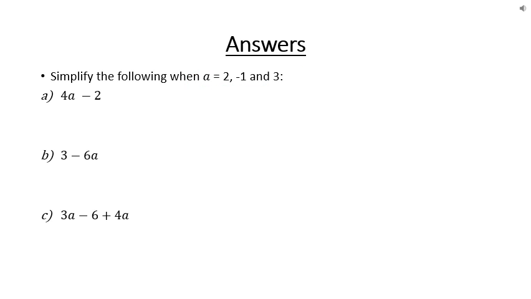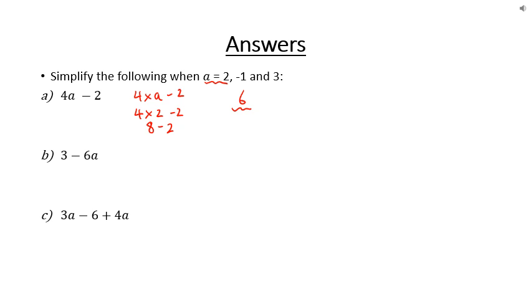Okay, so let's see how you went. In our first question here, it says 4a take 2 when a equals 2. So this becomes 4 multiplied by a take 2, and we know a equals 2, so this becomes 4 times 2 take 2, which is 8 take 2, which gives us an answer of 6.